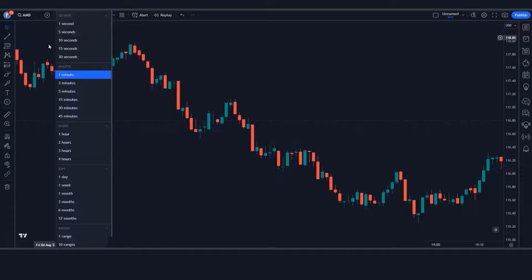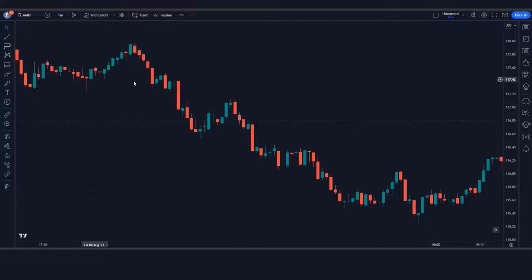We open the AMD 1-minute chart. This strategy works well on the 1-minute time frame, as this strategy is unique, as no one has ever told you about it before. Let us now understand the trading setup.